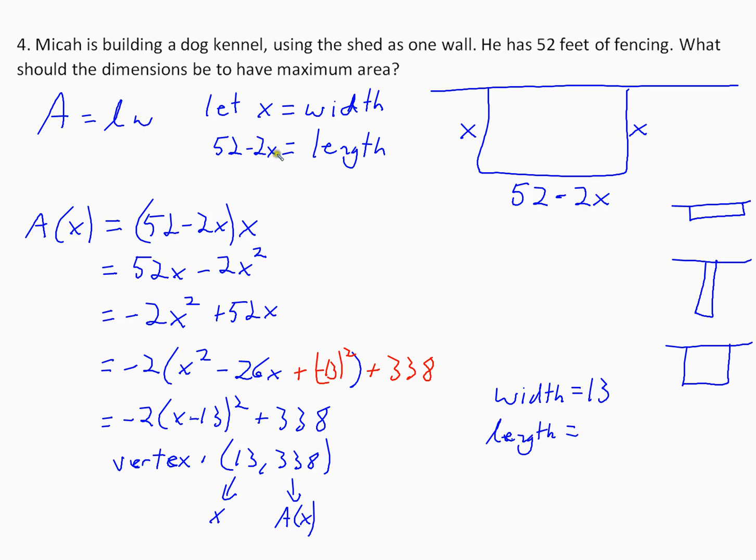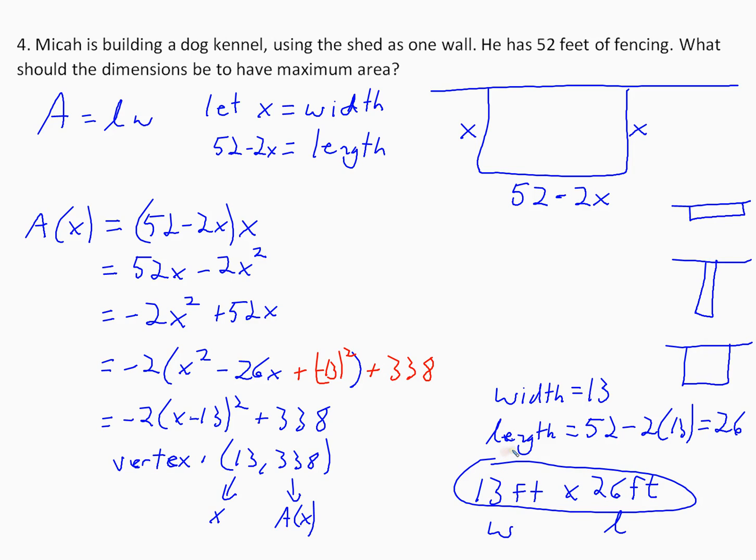is this 52 minus 2x. So 52 minus 2 times 13. 2 times 13 is 26. 52 minus 26 is 26. So the dimensions that we want are 13 feet by 26 feet. And that's our width and our length. And it didn't ask for it, but the maximum area would be 338 feet squared.